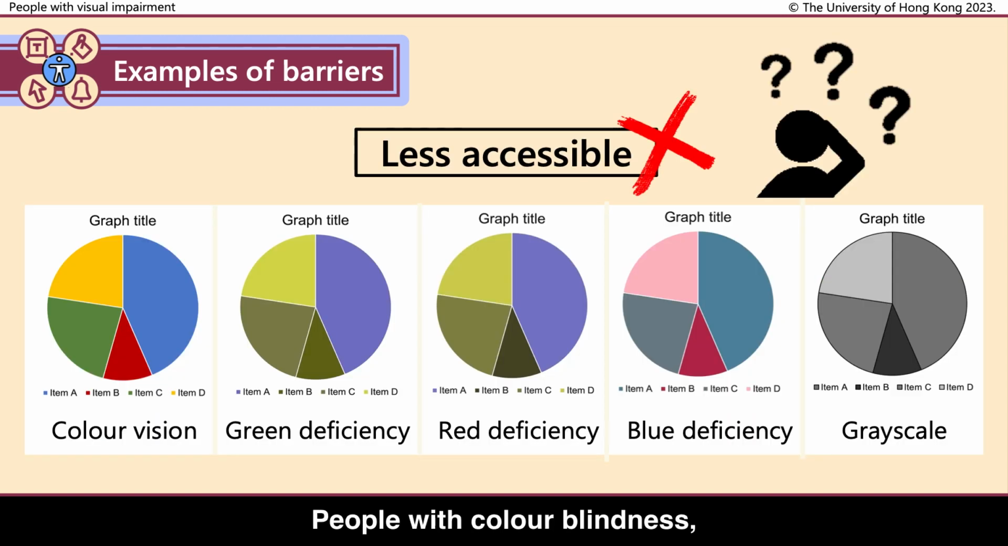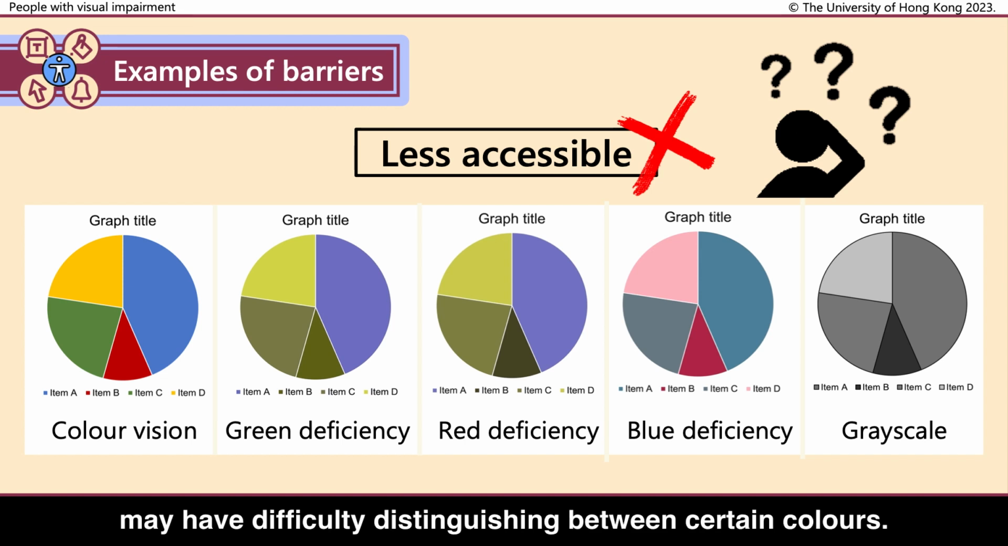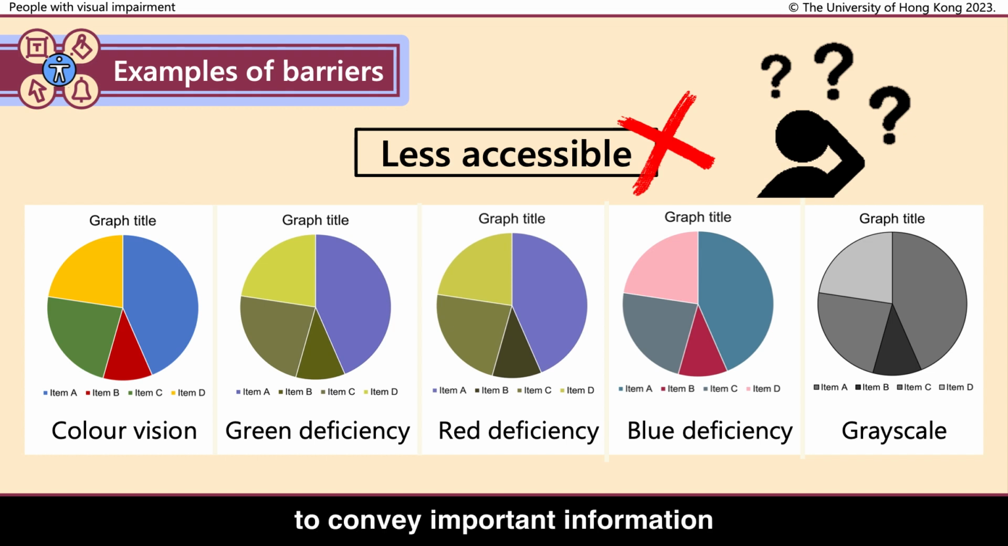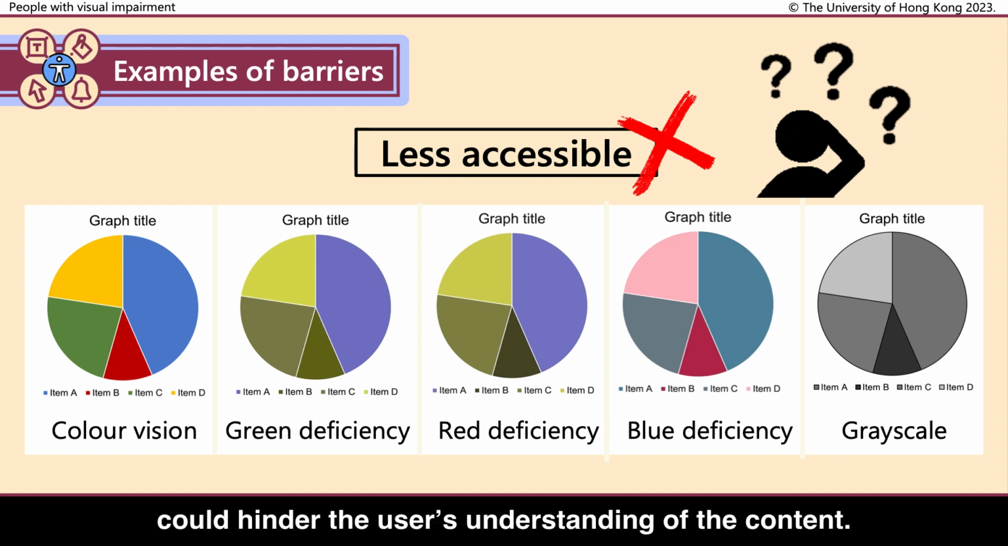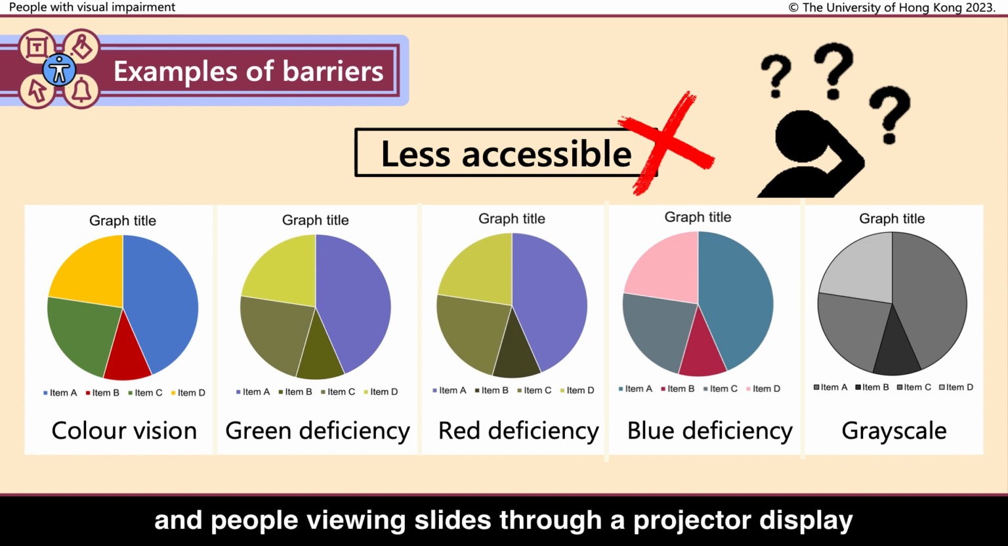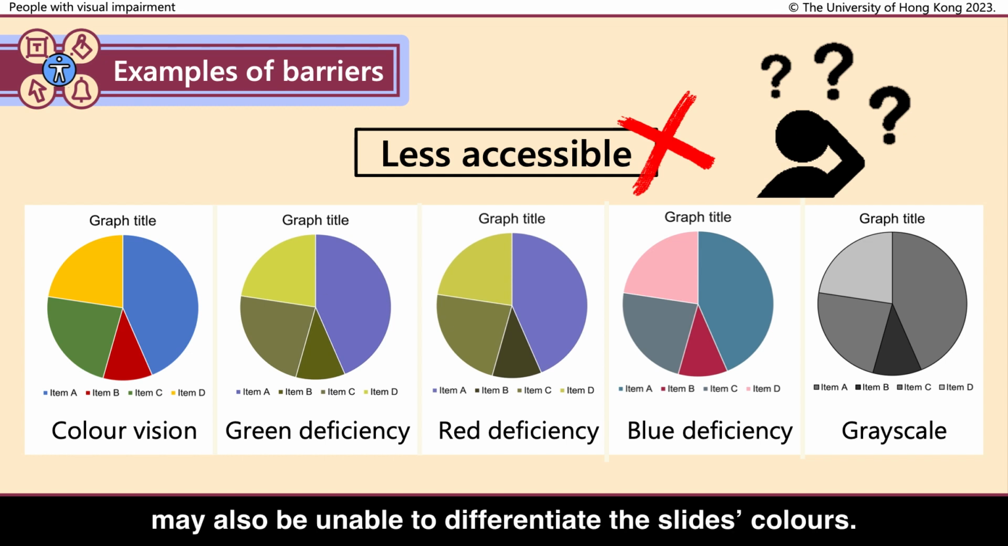People with color blindness, low contrast sensitivity, or some visual impairment may have difficulty distinguishing between certain colors. Therefore, using color as the only visual cue to convey important information could hinder the user's understanding of the content. Users who print out slides in grayscale, people viewing slides through monitors in bright sunlight or glare, and people viewing slides through a projector display in a well-lit venue may also be unable to differentiate the slide's colors.